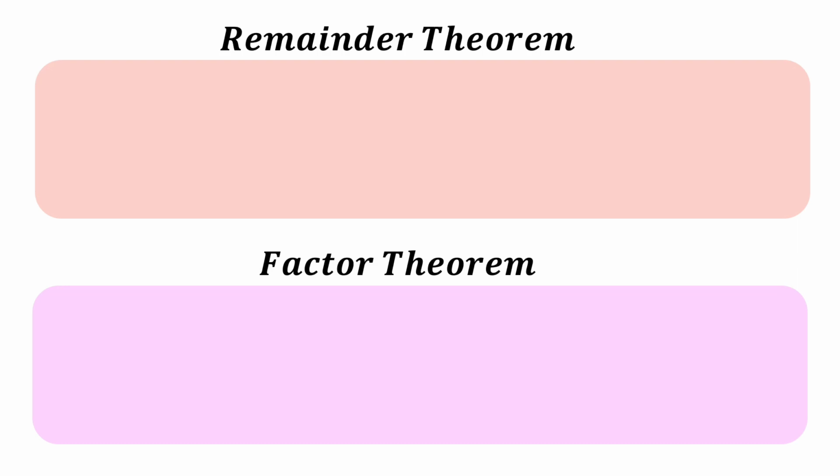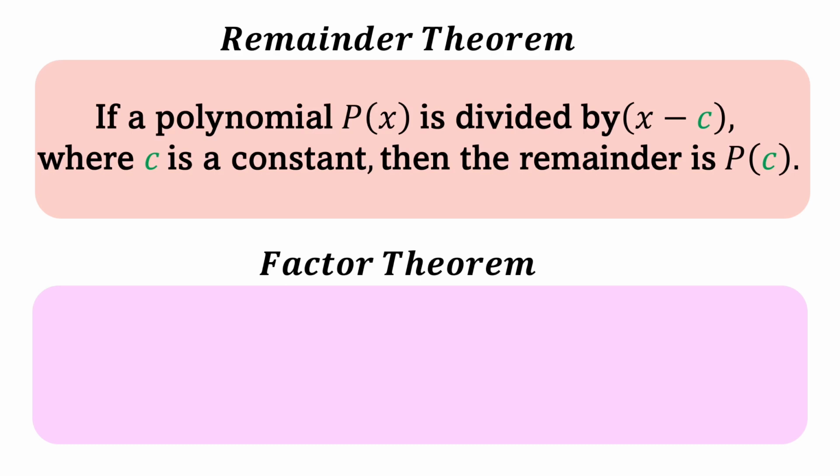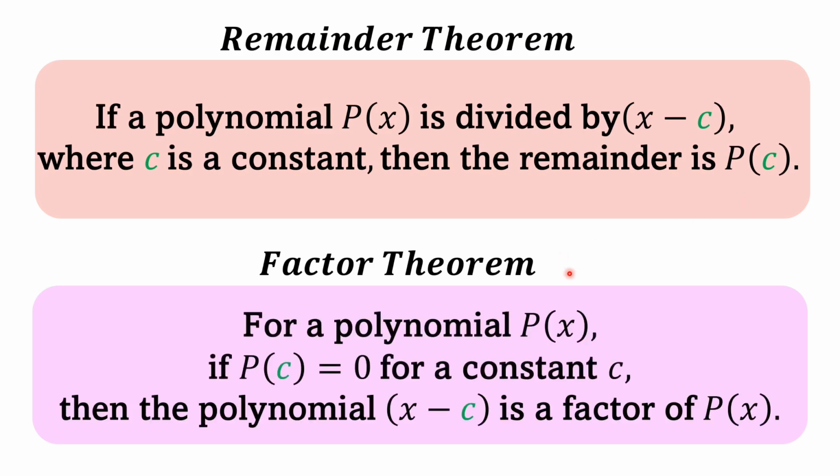Remainder theorem states that if a polynomial p of x is divided by x minus c, where c is a constant, then the remainder is p of c. Factor theorem states that for a polynomial p of x, if p of c is equal to 0 for a constant c, then the polynomial x minus c is a factor of p of x.